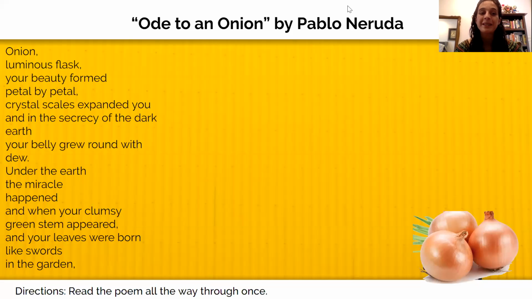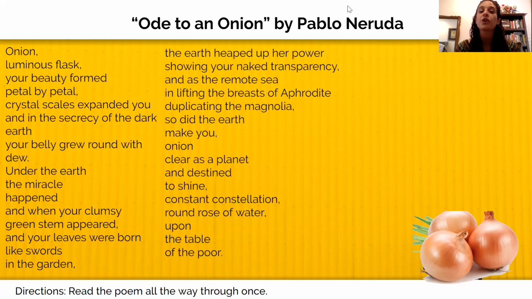Onion, luminous flask, your beauty formed petal by petal. Crystal scales expanded you, and in the secrecy of the dark earth, your belly grew round with dew. Under the earth, the miracle happened, and when your clumsy green stem appeared, and your leaves were born like swords in the garden, the earth heaped up her power, showing your naked transparency. And as the remote sea, in lifting the breasts of Aphrodite, duplicating the magnolia, so did the earth make you, onion, clear as a planet and destined to shine. Constant constellation, round rows of water upon the table of the poor.